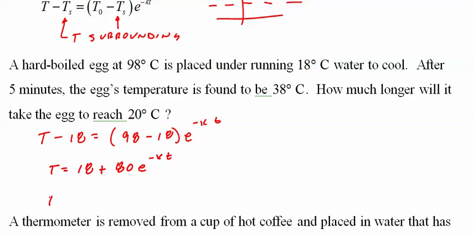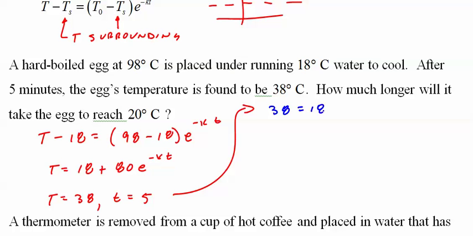We know that T equals 38 when little t equals 5. So we plug that in, and we get, I'll let you do the math. K will equal 1/5 ln of 4. You can put that in as a decimal if you want. So that tells you the formula you're looking for.